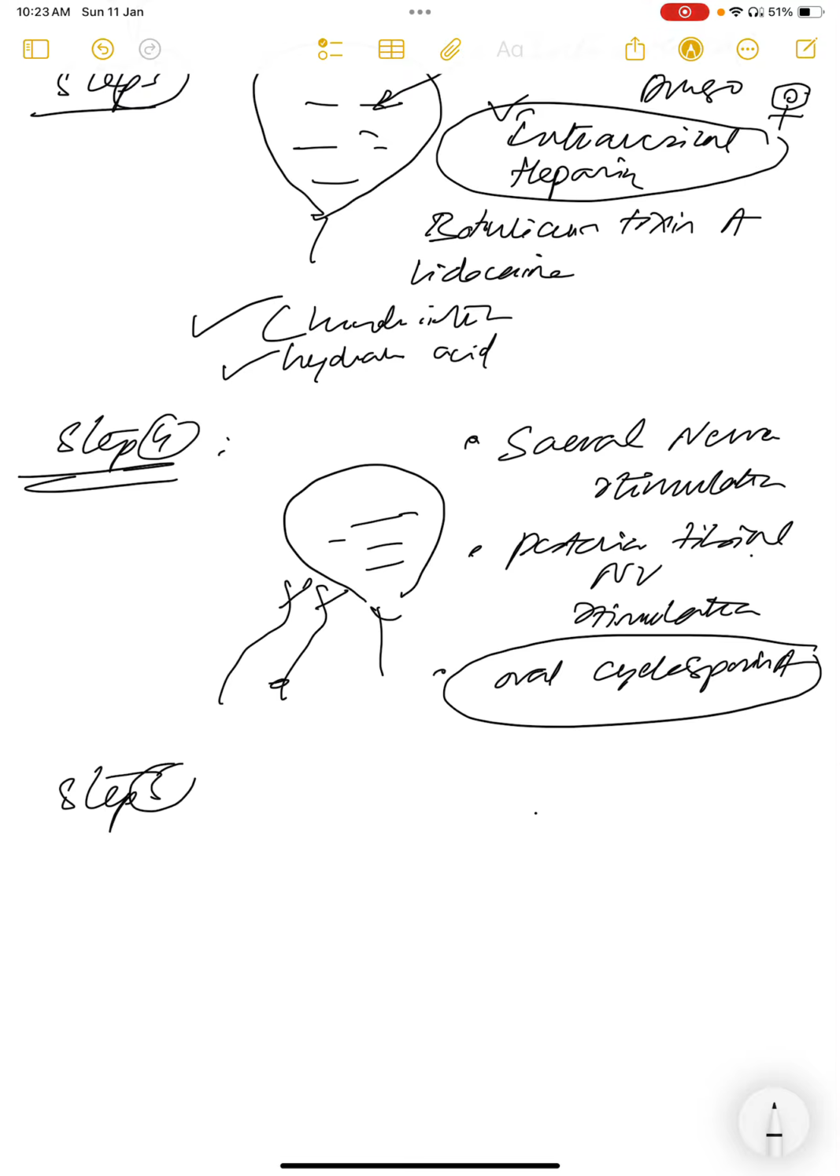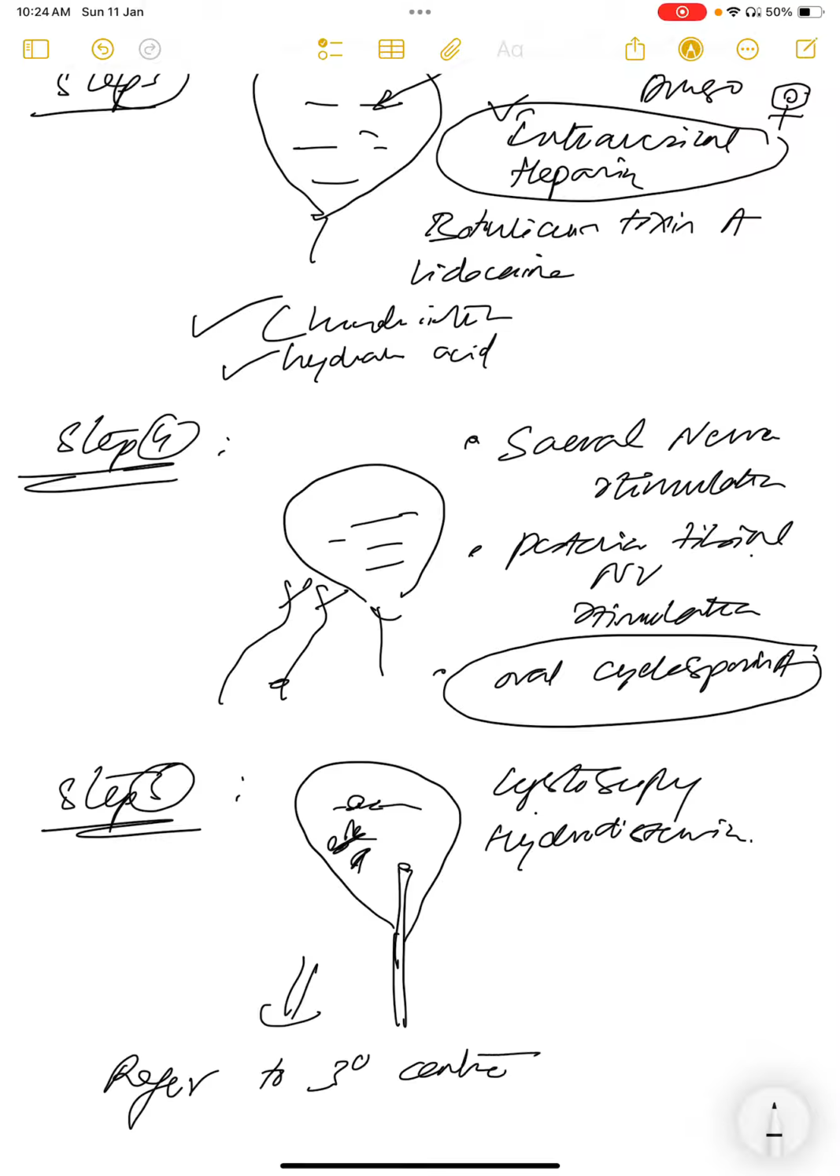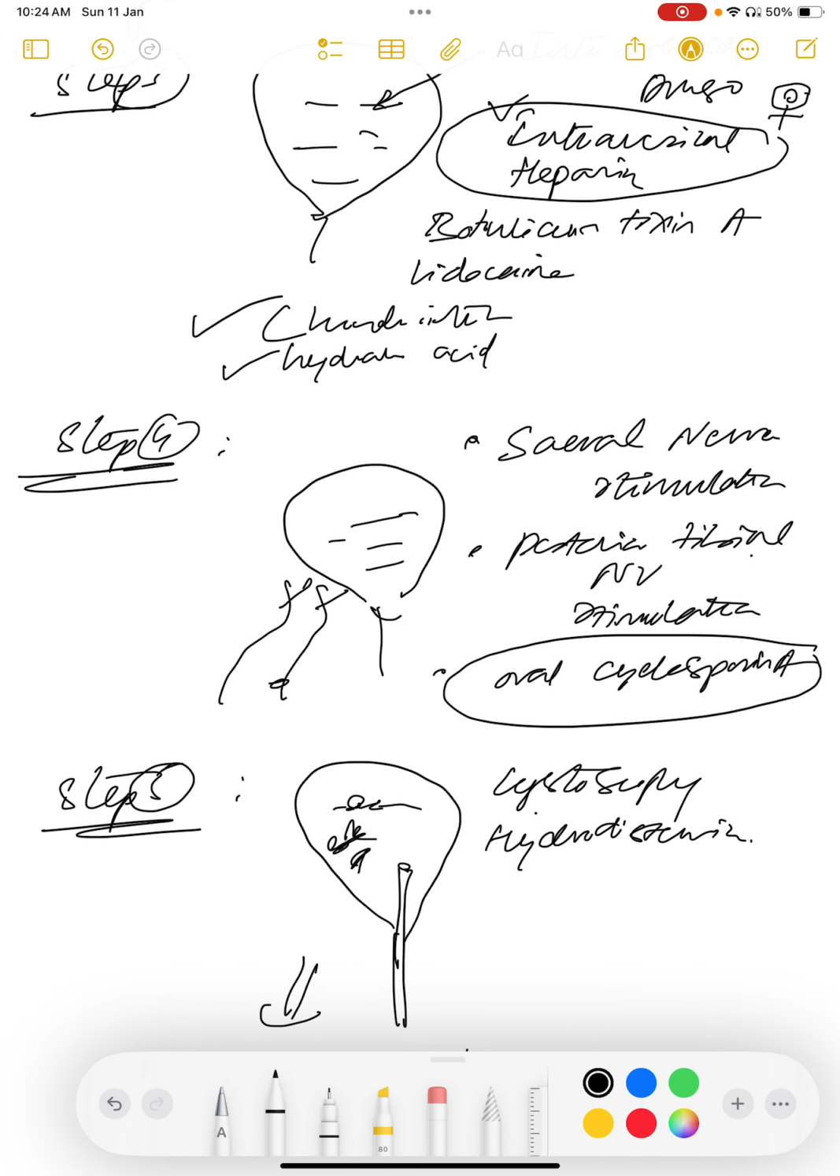After this, the last step, step 5. Now everything is done, and we should see what is inside. You keep a scope inside the bladder and visualize the bladder. That is cystoscopy and hydrodistension. If any Hunner lesions are seen, then major surgery is considered, and you refer her to a tertiary care center. This is the main management of bladder pain syndrome. Once again, I'll tell you this.